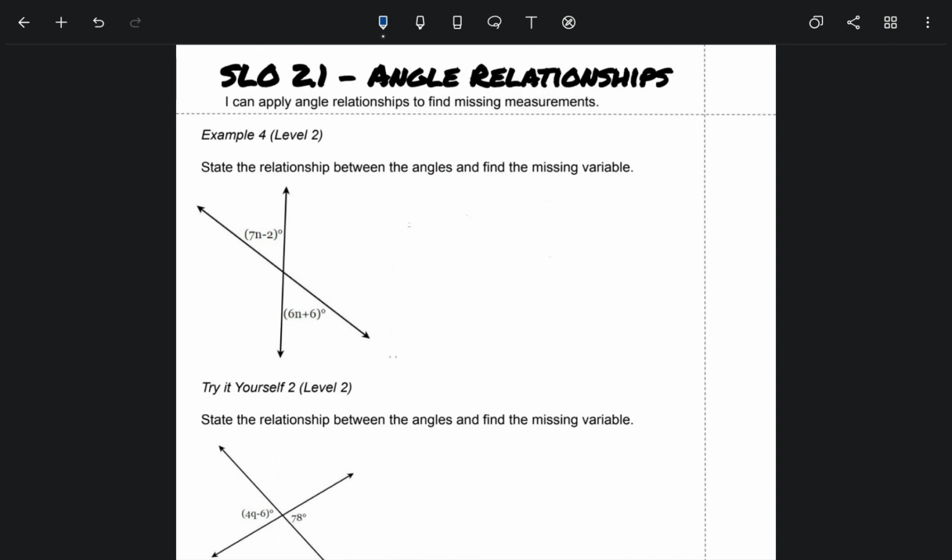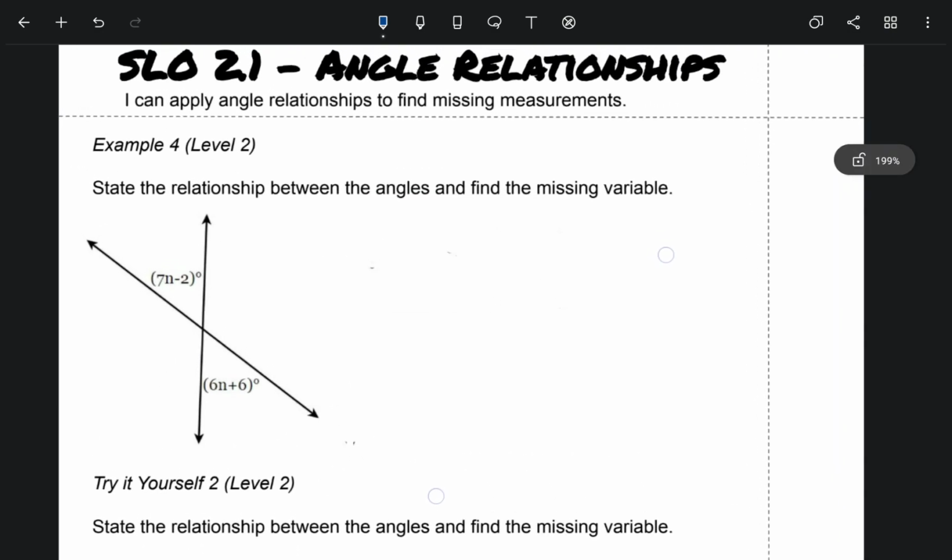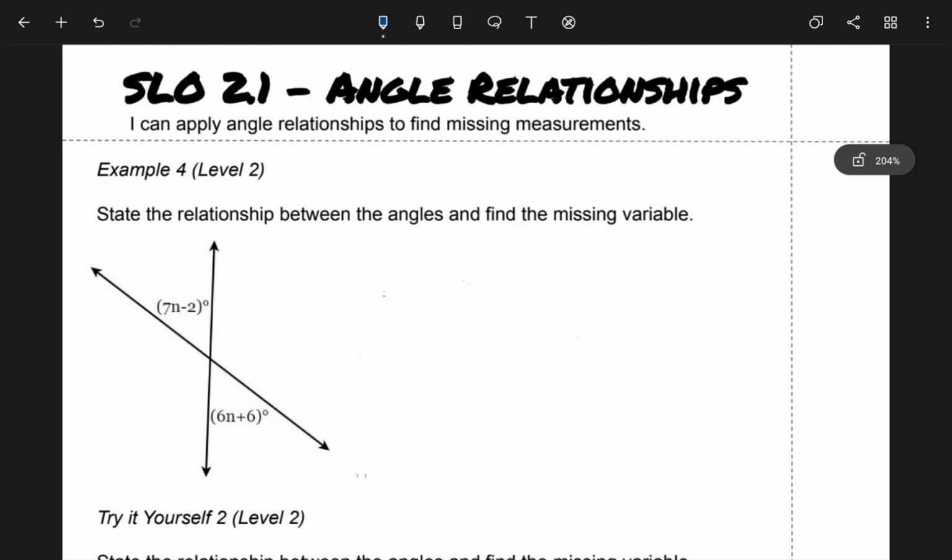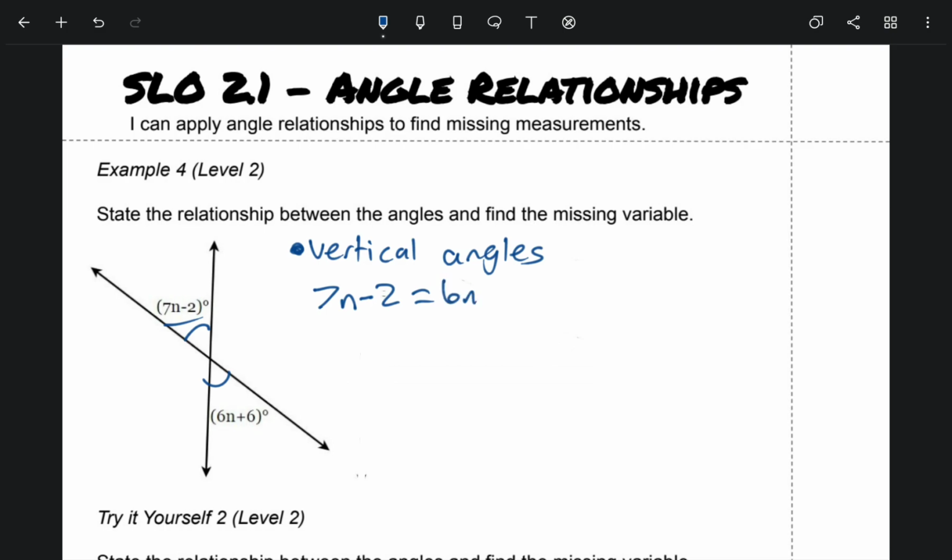Okay. But now we want to state the relationship between these two angles and find the missing variable. So now these two angles are across from each other, therefore they are vertical angles. Therefore they are congruent and equal to each other. So we get 7n minus 2 equals 6n plus 6.